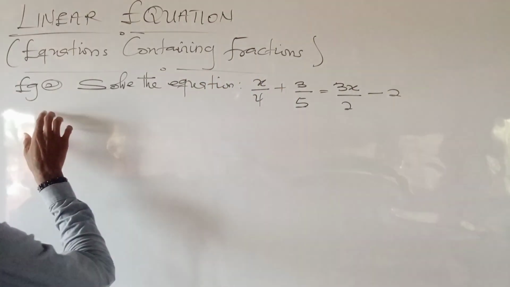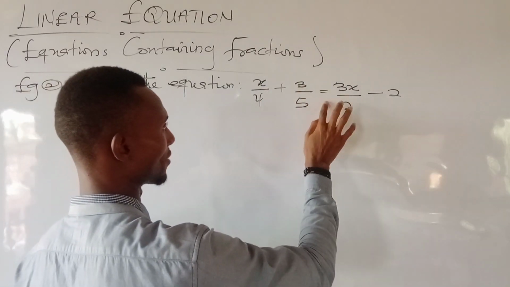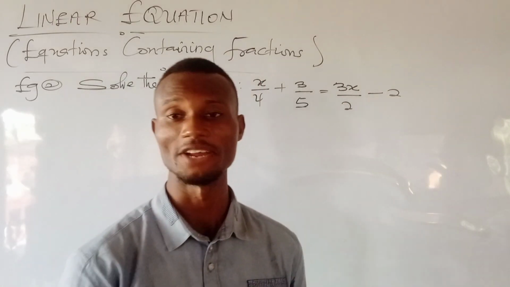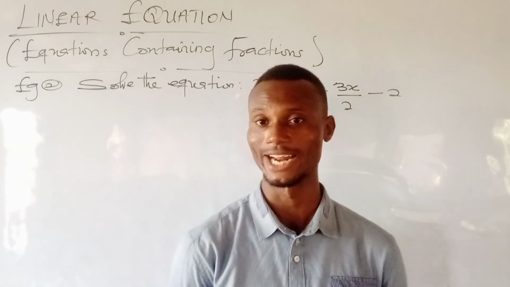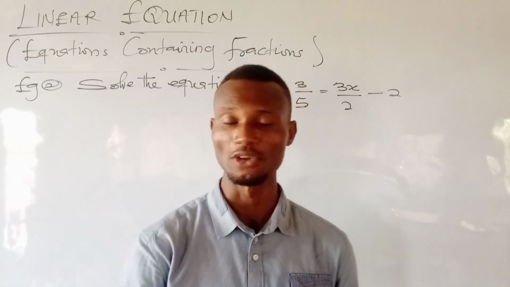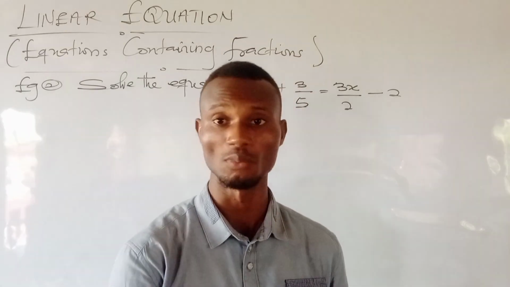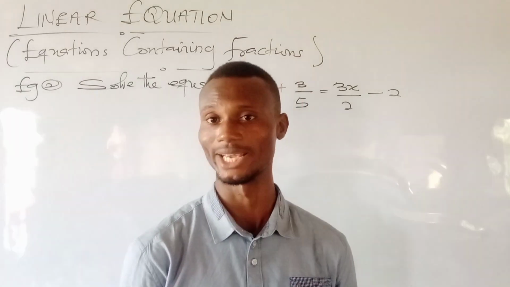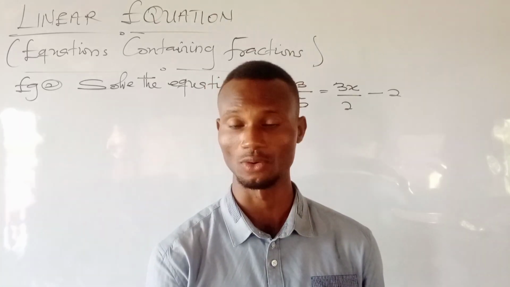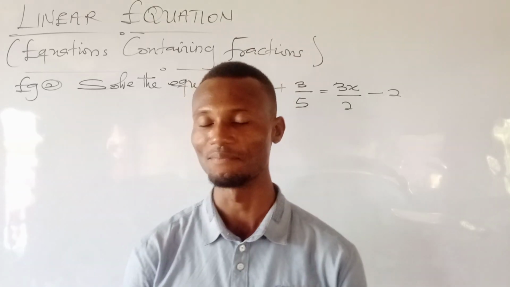Example 2 says: solve the equation s over 4 plus 3 over 5 equals 3s over 2 minus 2. So we are solving for the value of s in this equation. I've explained in the first video that anytime you have a linear equation containing fractions, to solve it, the first thing you are supposed to do is to multiply through by the LCM.